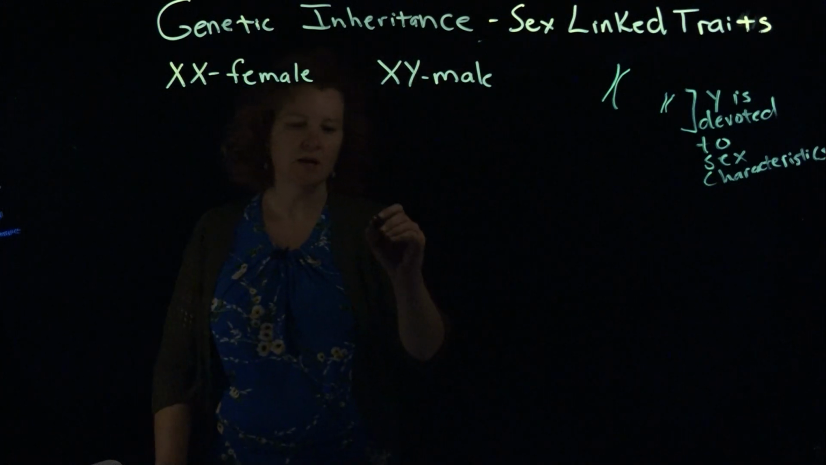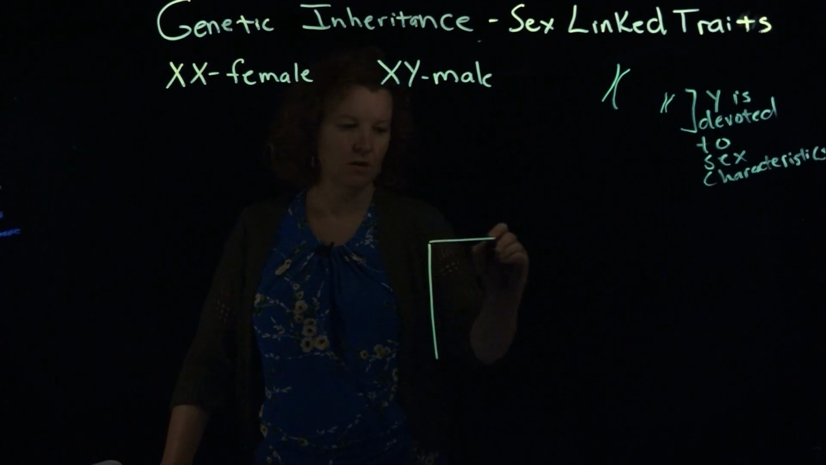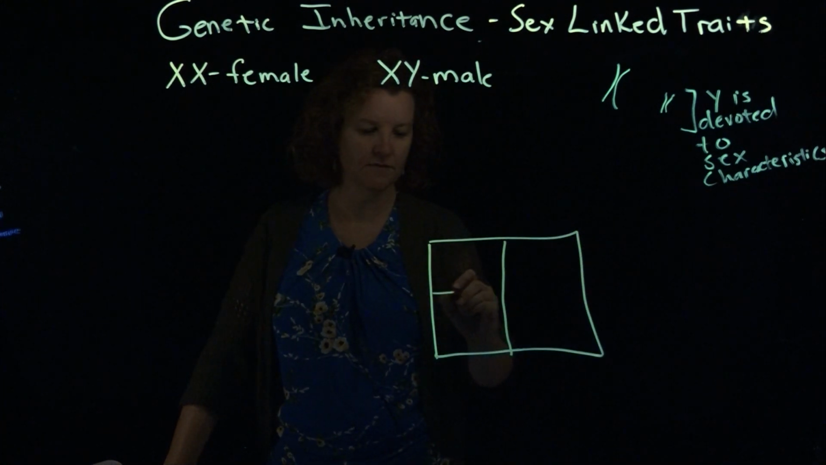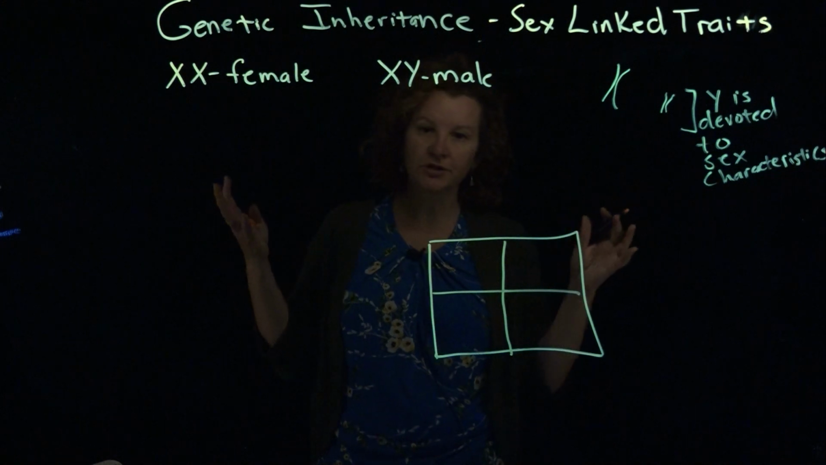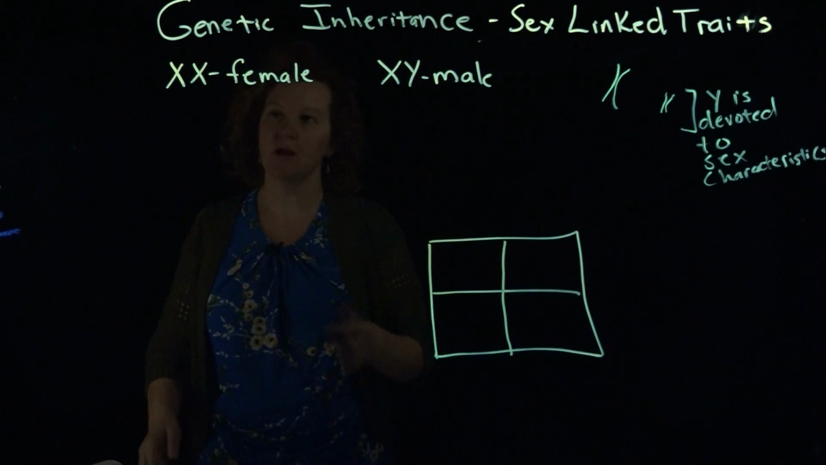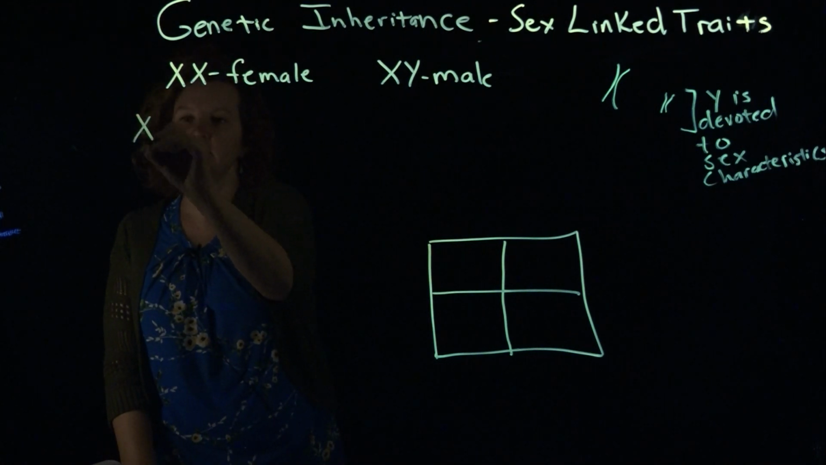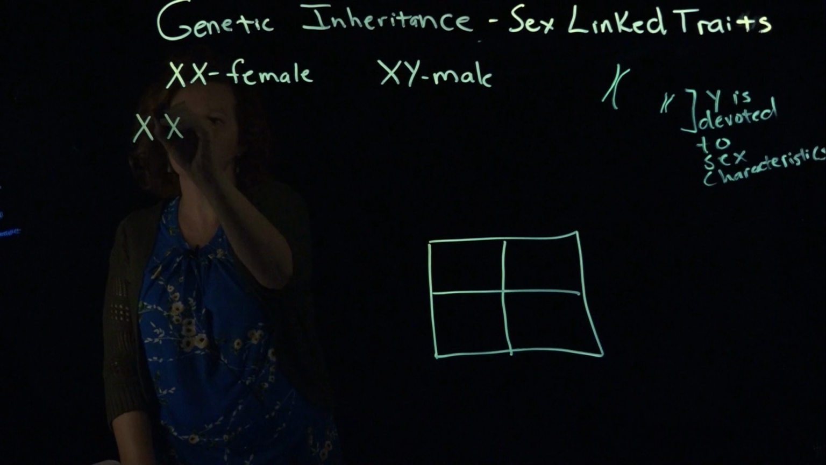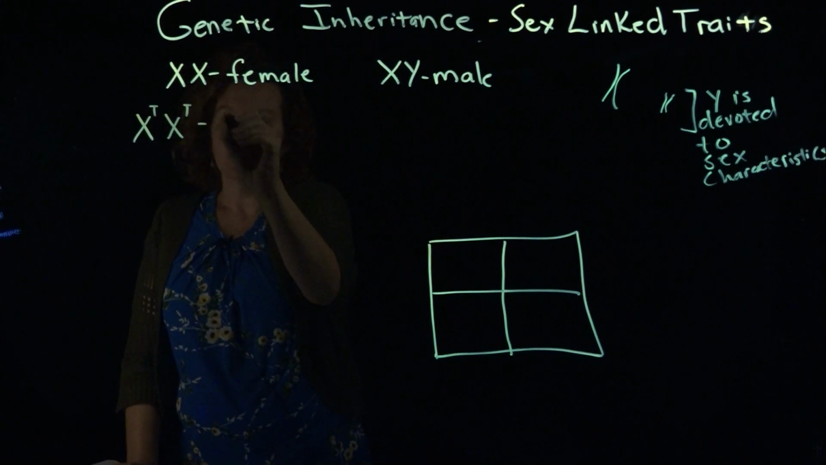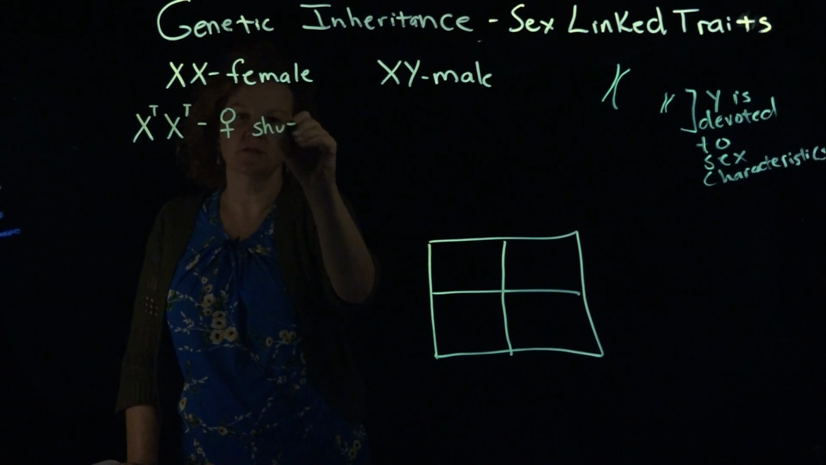So we can still set up a Punnett square, but it's going to be extremely critical, and I really try to always emphasize this, to have a good legend of what the different combinations can be. So I'm going to use another one of my hypothetical setups here. And I'm going to say that the genotype XT is going to be a female that shuts the toilet lid.